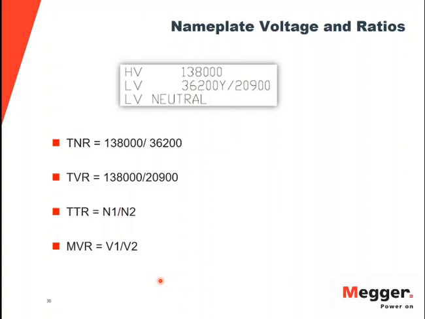So when I'm trying to do a measured voltage ratio, my goal is to compare that with the TVR. I'm going to repeat that again because this is the important part. You perform your measured voltage ratio and you compare that with the TVR, which is the transformer voltage ratio.